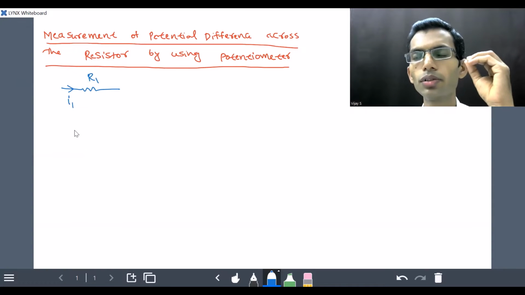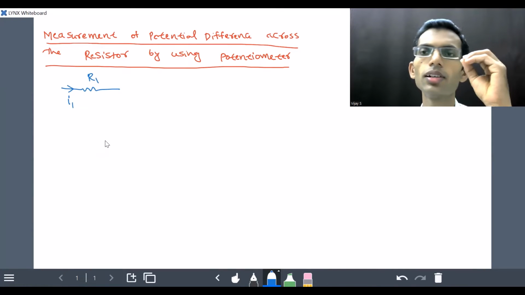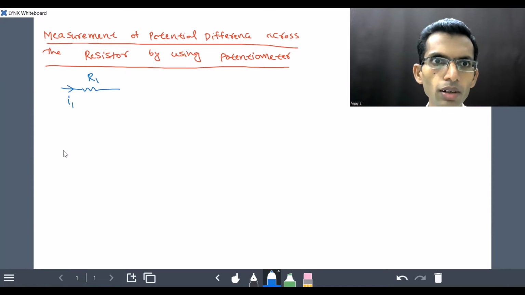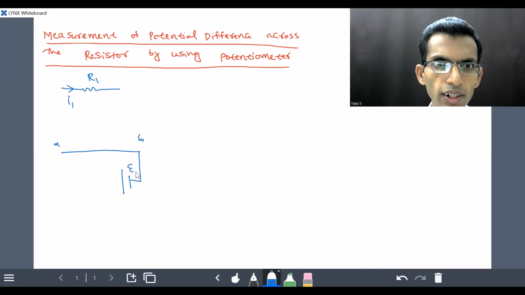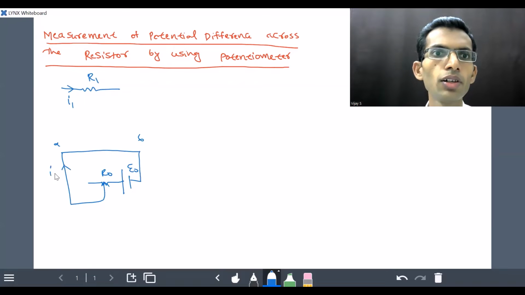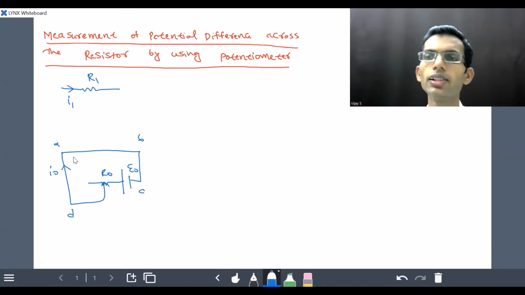The potentiometer circuit, which is used to measure potential difference across the resistance, can be represented in a simplified form of circuit like this. It consists of a long wire AB of uniform cross section in series with battery E0 and rheostat R0, which is kept at a suitable position so that a constant current I0 flows through the main circuit. This is called the main circuit of the potentiometer. A, B, C, D, A.